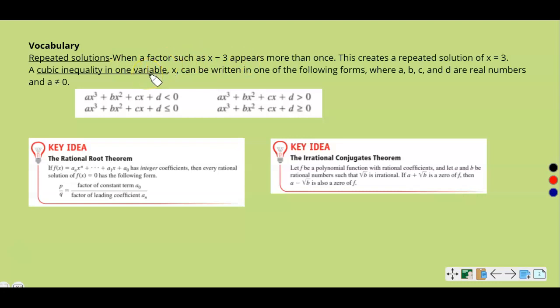A cubic inequality in one variable x can be written in one of the following forms, where a, b, c, and d are real numbers and a is not 0. Remember, the leading coefficient, the highest exponent, is your degree. The degree determines what kind of function it is. Well, it's not cubic if a is 0. So if this would be 0, that whole term would be 0, and it would just be a quadratic or whatever your highest degree is. So in order to be cubic, it has to have an a not equal to 0. And a, b, c, and d are real numbers.